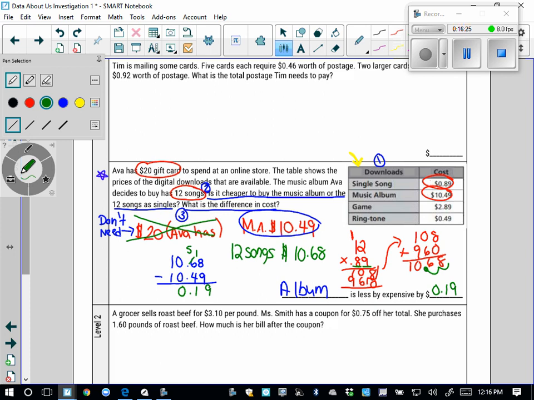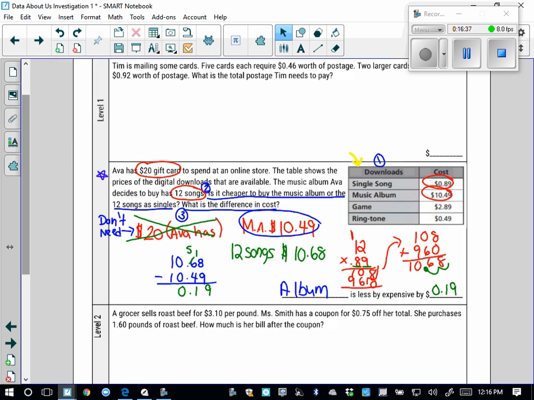So, I've gone through, and by doing careful reading, even though I circled a few things, I realized what I really needed to focus in on was the 12 songs and the table. That's how you do a leveled problem with close reading.